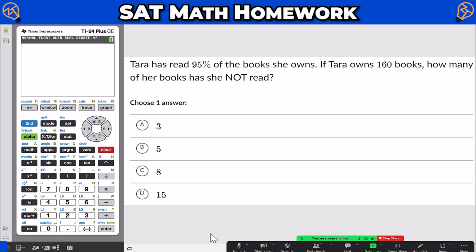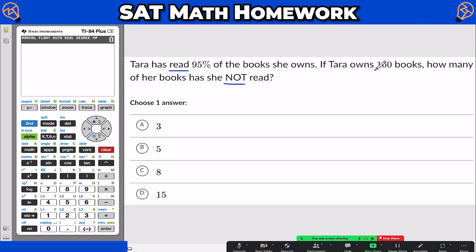So there are really two ways we could approach this problem. You could look at the fact that it talks about 95% of the books that she owns were actually read by her. And so as a result, what percent has she not read? Well, we know everything's out of 100%. So she hasn't read 5% of those books.